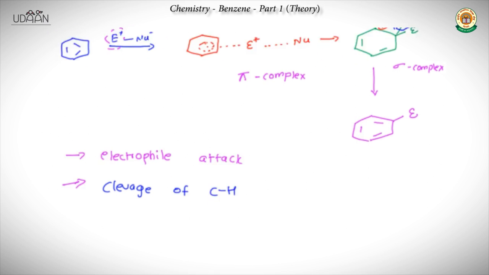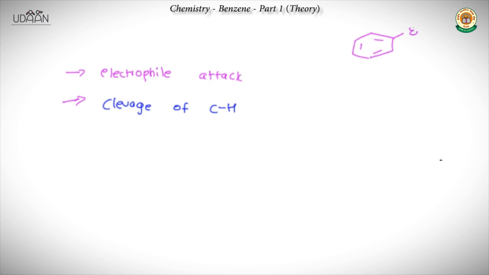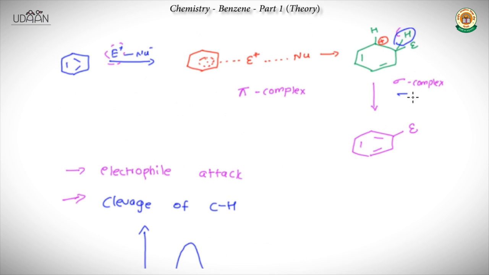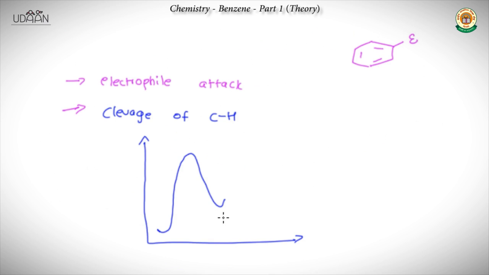Now if you draw the energy profile diagram for this, you have initially the reactants here, you have the first transition state, and you have a complex which is the sigma complex here, and then you have a substituted benzene, which is your final product.